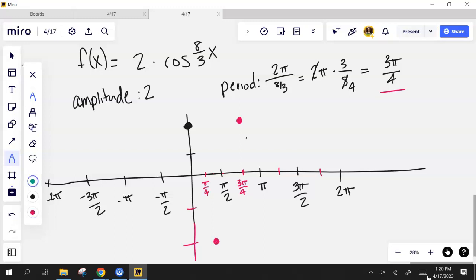Right, because look, there's 1, 2, 3 spaces that are all equidistant. So halfway between 3 would be 1.5. Okay, so what about the other 2 ones? Now they're going to be halfway in between these 2. Right? So halfway in between these 2, that gives me 1.25.